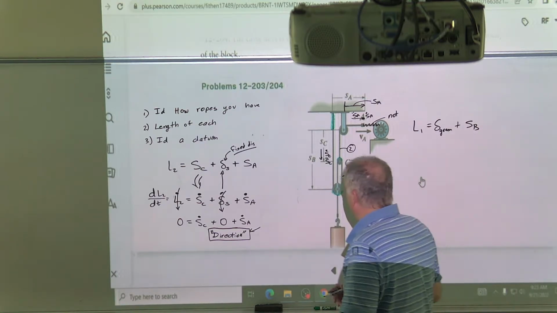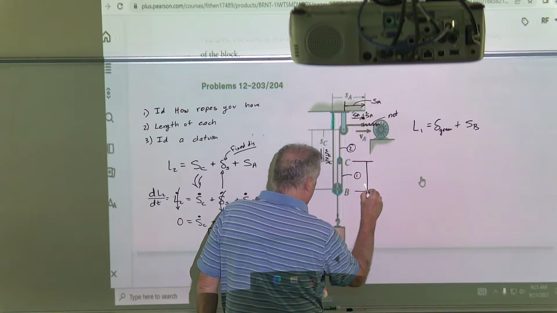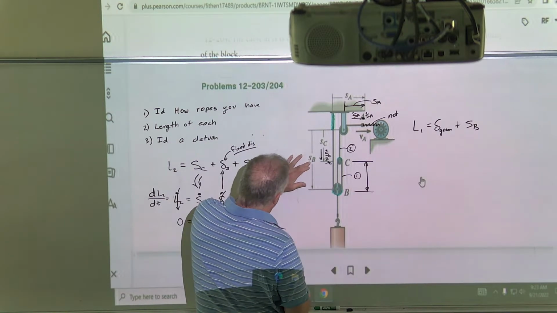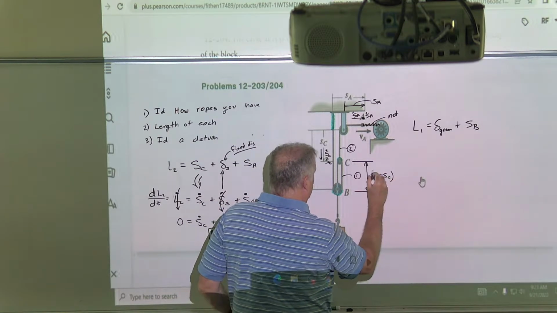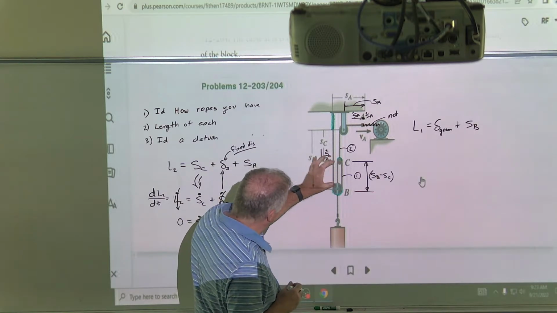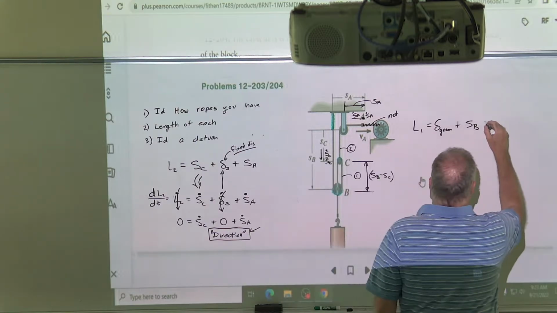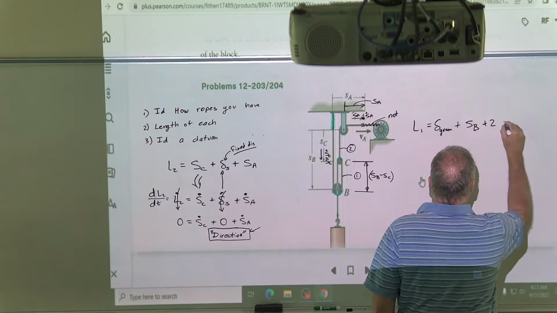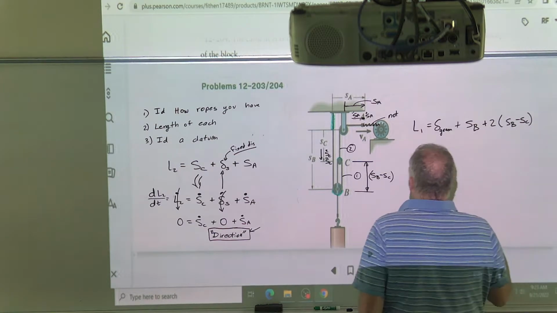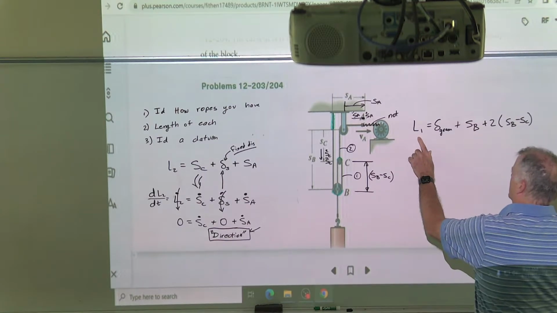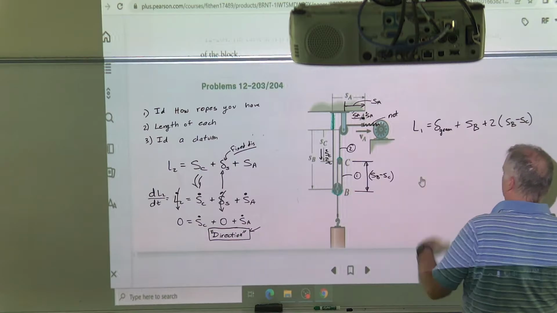Now, I have to look at this one. The distance between here and here, if you look at it from this point, is SB minus SC. And that's that distance. But there are two of them, this one and that one. It's pretty much that simple. Two of them, and then SB minus SC, and there's nothing else there. So the length is just all the greens plus this section of rope plus these two sections, and that's it.